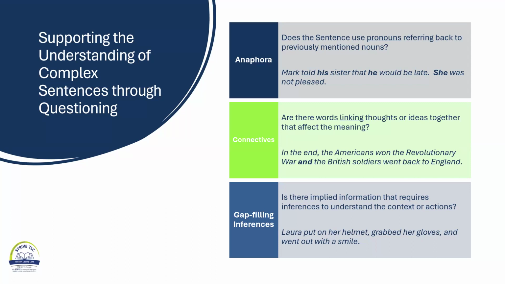So we may infer in this sentence that it's cold outside because Laura grabbed her gloves. She's riding something like a bike or maybe a scooter or a motorcycle because she wore a helmet to protect her head. And despite it being cold out, she's happy about where she's going because she went out with a smile. So there are different things we might infer just looking at this one simple sentence.